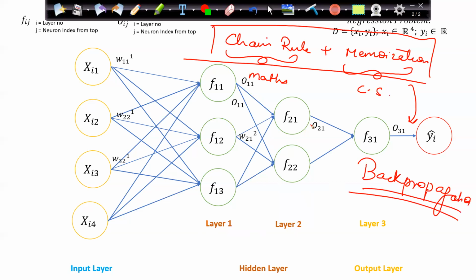That is the big idea. That is one of the very, very important concepts in deep learning. So whenever I'm applying chain rule plus memoization, that entire technique is known as backpropagation, which we will discuss in more detail in the future sessions.